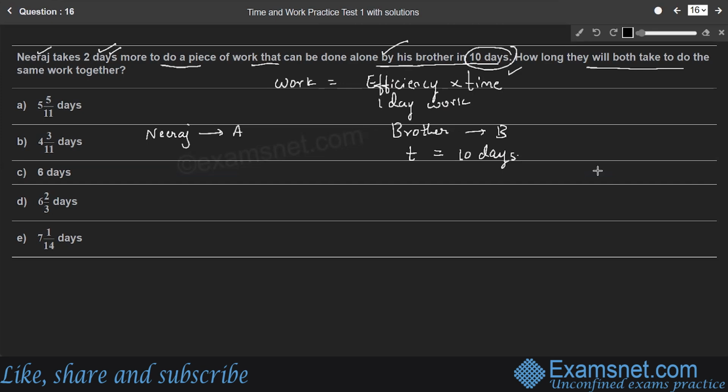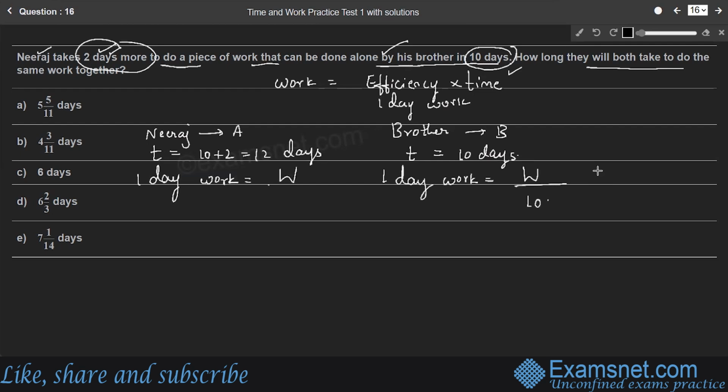Therefore, 1 day work of his brother, 1 day work of B, is equal to total work divided by number of days, W by 10. Whereas Neeraj takes 2 days more, so it is 10 plus 2, 12 days to complete the same amount of work. Therefore, 1 day work of Neeraj, or efficiency of Neeraj, is total work W by 12 days.